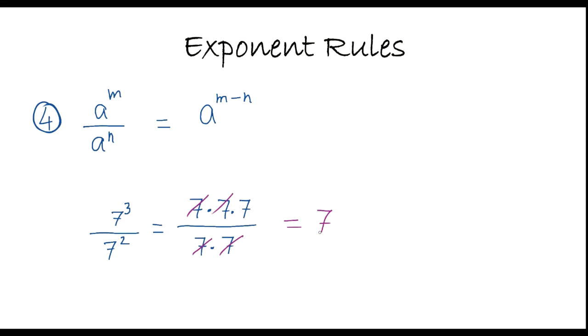This can be written as the way I have written here. Suppose the same thing I am writing, 7 cubed divided by 7 squared, can be written as 7 to the power 3 minus 2. So 7 to the power 1, and you can write 7. The same thing, right?